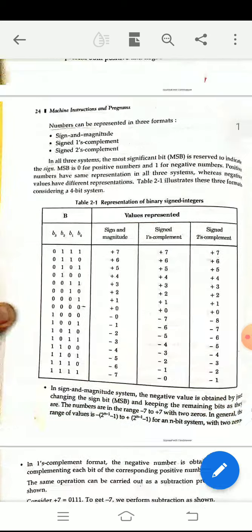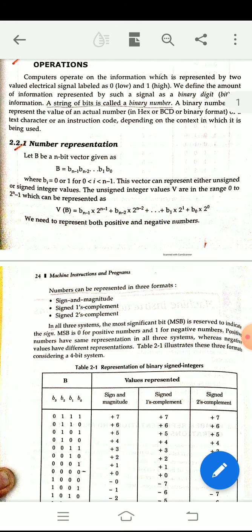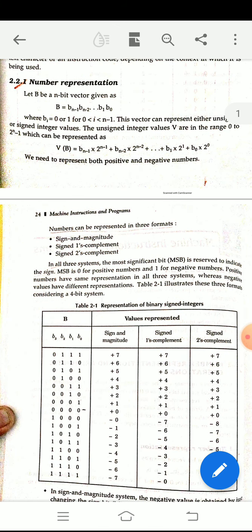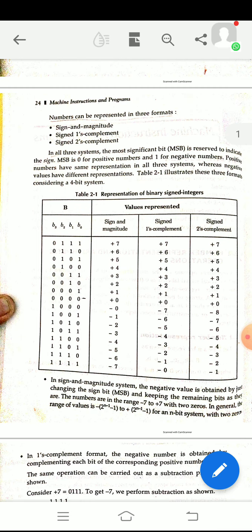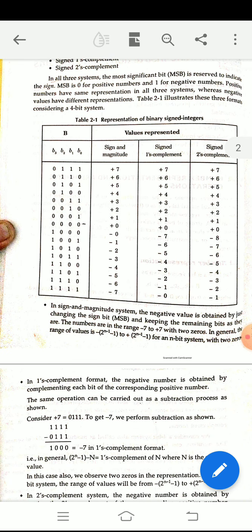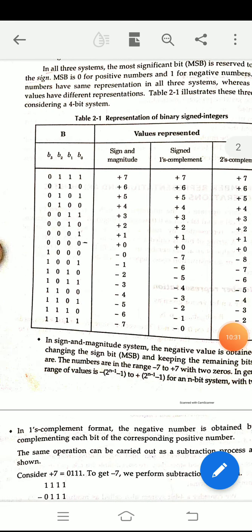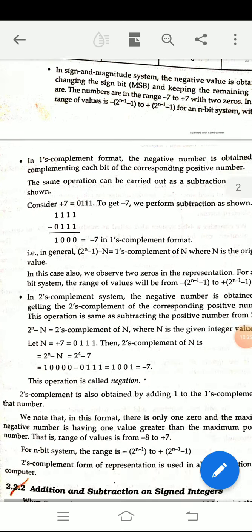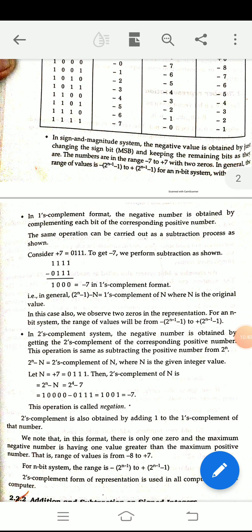In today's topics we covered number representation and arithmetic operations. Numbers can be represented in three formats: sign and magnitude, 1's complement and 2's complement. This table is very important for the number format of positive and negative numbers. I will discuss the values of the 1's and 2's complement. This is today's topic: the machine instruction and number representations.